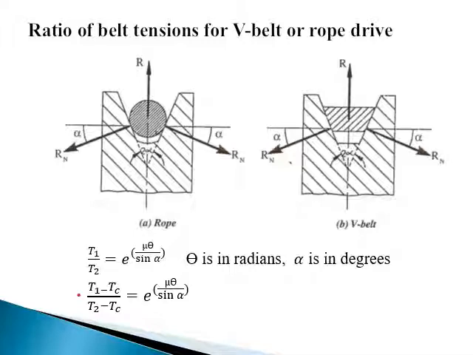So we can see what this angle is. 2 alpha is the groove angle of the belt drive. If you consider the centrifugal tension in the belt, T1 minus Tc divided by T2 minus Tc is equal to e to the power mu theta divided by sine alpha. So this is how the equation changes when you consider the belt tension in the ratio of belt tension equations.